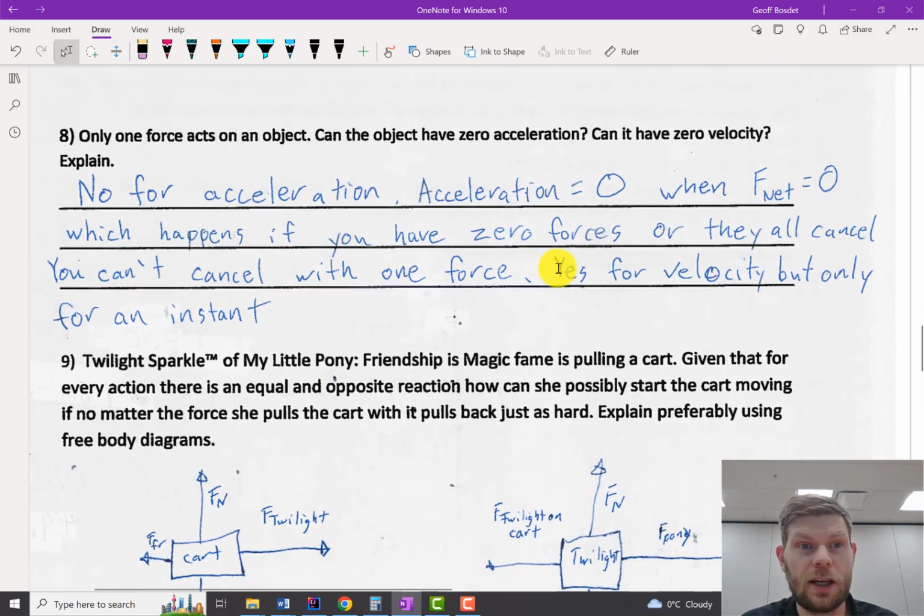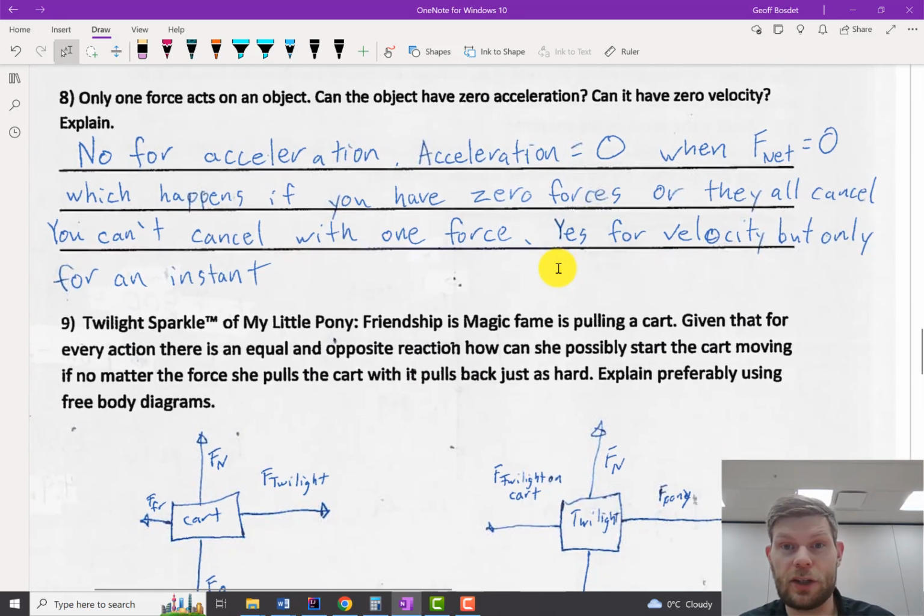So, only one force acts on an object. Can the object have zero acceleration? Can it have zero velocity? Explain. This one, hopefully you've gone over. This is straight out of that package I gave you with all the conceptual questions.